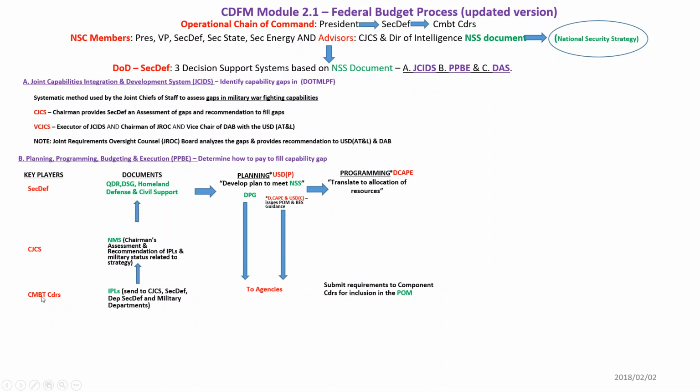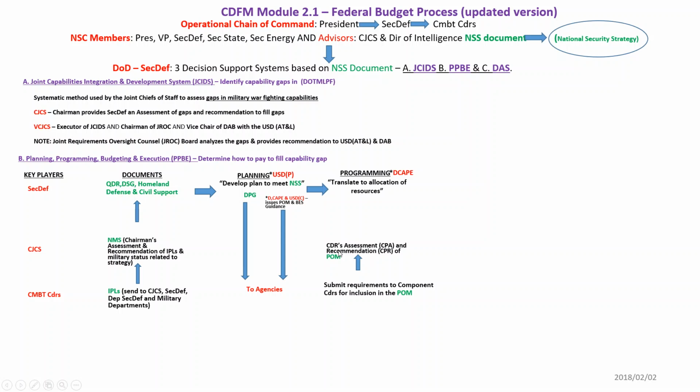So again, starting back with your combatant commanders, they submit any programming requirements to the component commanders for inclusion in the POM. What that means is your combatant commanders do not submit their own POM requests. They submitted their requirements earlier, but when it comes to actually getting it in the POM process, they have to submit their requirements, once approved, to the component commanders for inclusion in their POM. So again, if it's an Army requirement, the Army will include the needs of the combatant commanders in their POM.